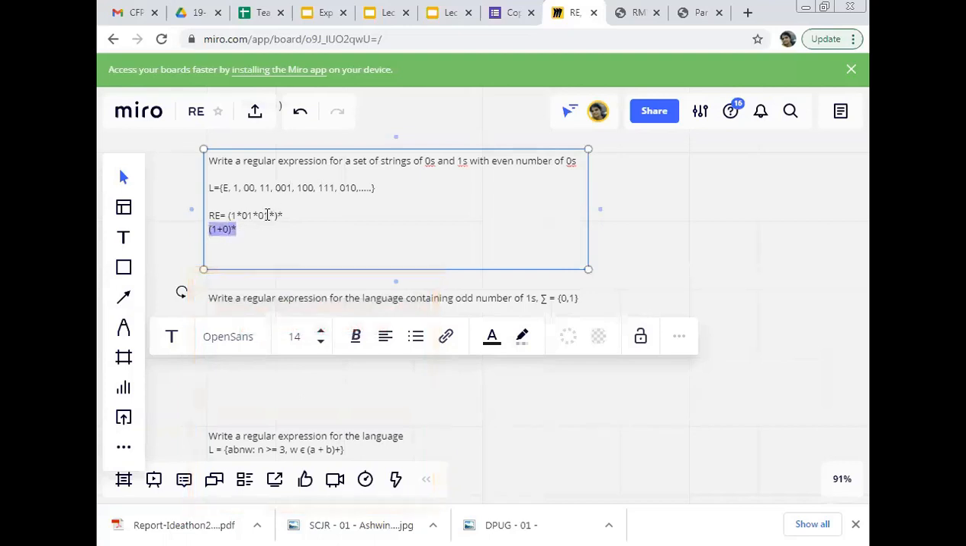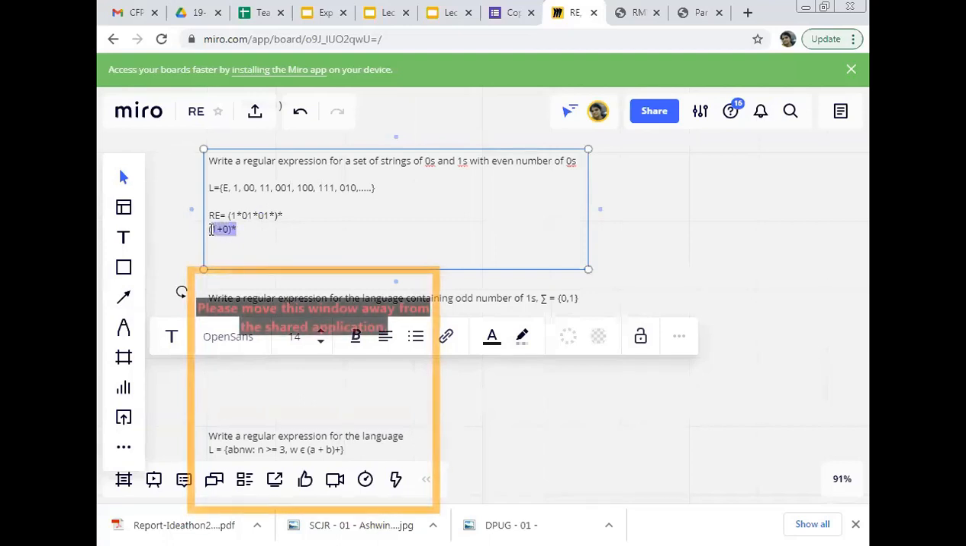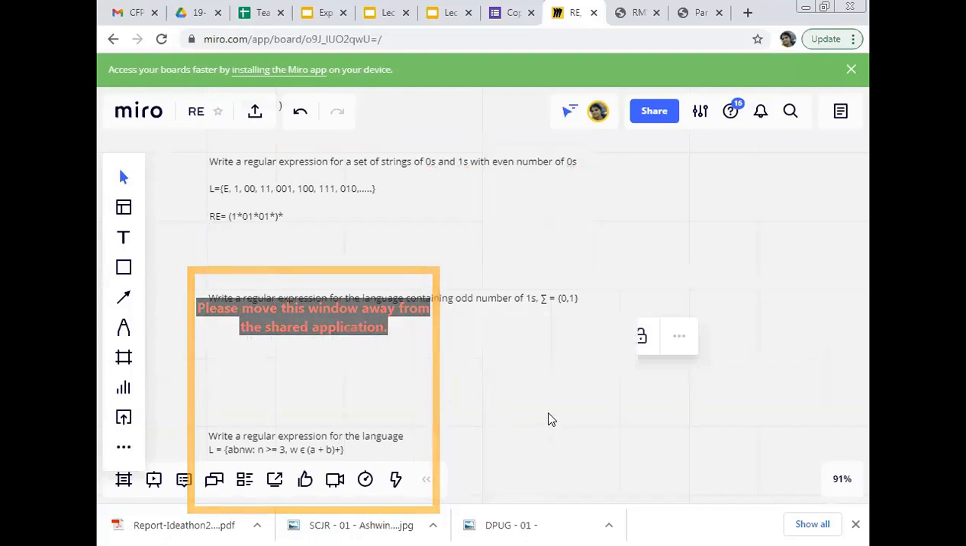Here there is a constraint on 0. It is always repeating even number of times. So it cannot be (1 or 0) whole star. I hope I'm making it clear. You people are understanding this. Okay. Fine. Shall we move on to the next example?